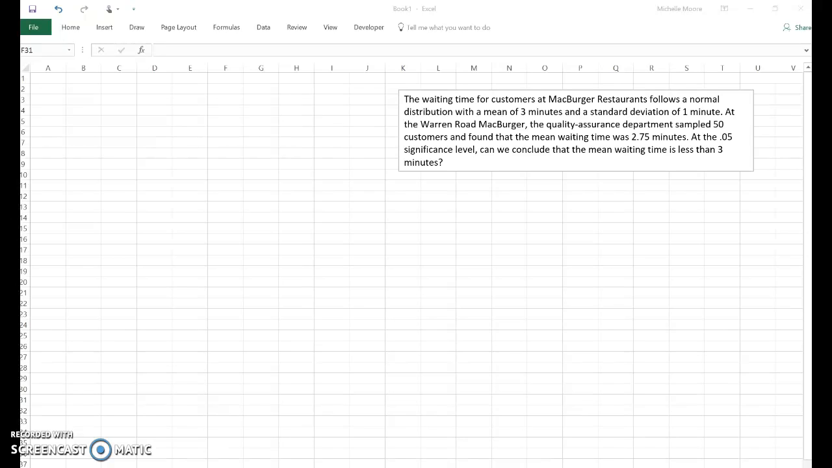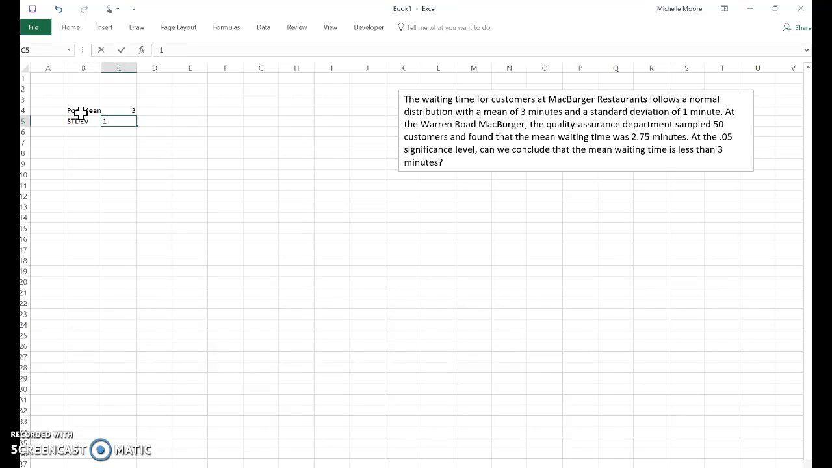So for this question, we have the waiting time for customers at MacBurger. This is one of the questions on your review. It's one on the first page, so you didn't have to do the full problem. Here we have the waiting time for customers at MacBurger restaurants follows a normal distribution with a mean of 3. So that is our population mean. I'm going to type that here. So our population mean is 3, and the standard deviation of that population is 1.